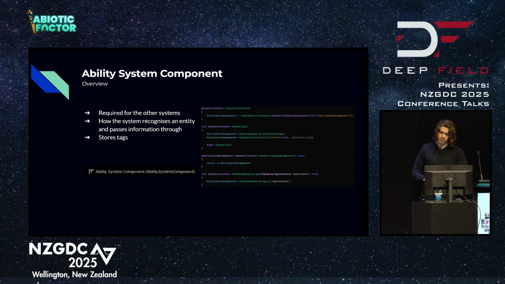The ability system component is kind of like the core of the system, so everything requires this component and goes through this component. It's actually quite simple, but it's just that kind of core that connects it all together. And the other main thing is it stores the current tags of an actor.